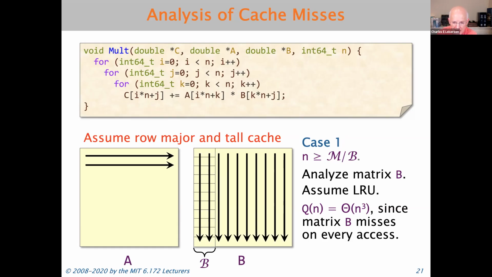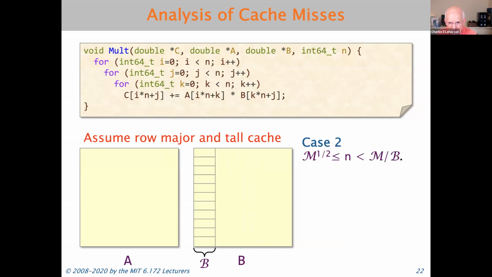Now, a good exercise to practice your understanding is to analyze the cache misses when you swap the J and K loops. So I'll invite you to do that on your own. It's a good study. Make sure that you understand what's going on here.